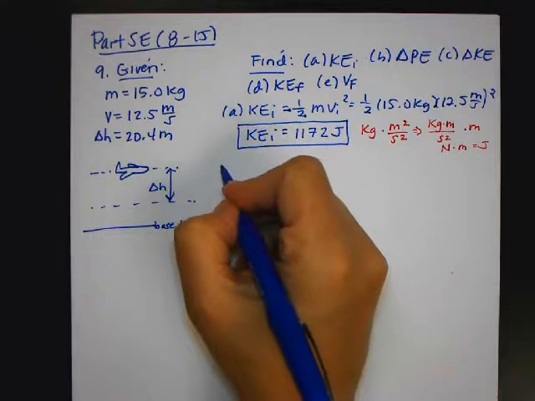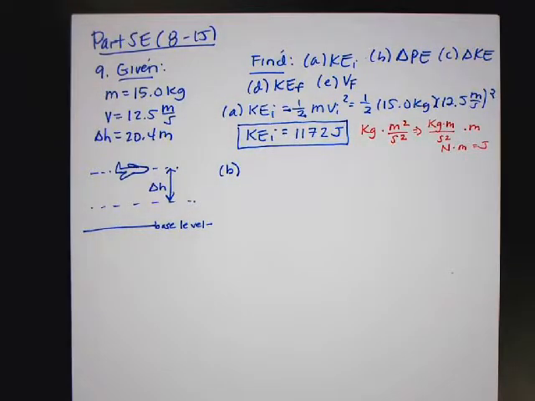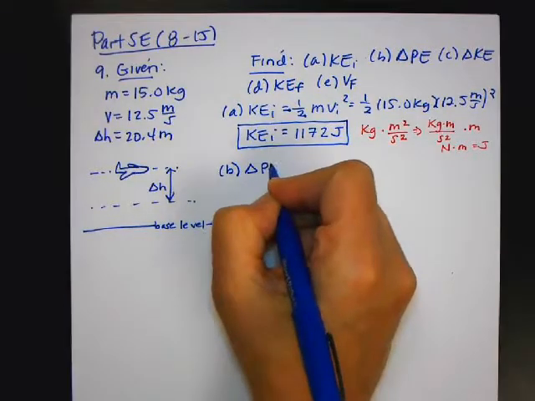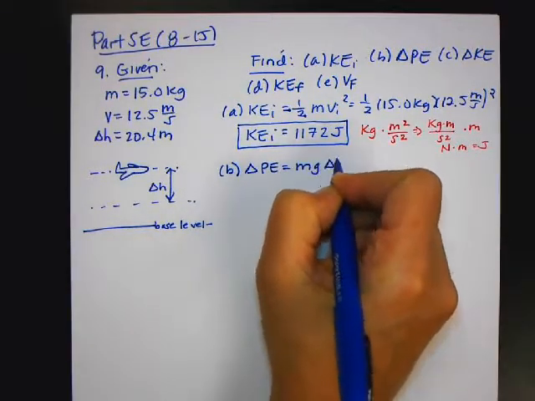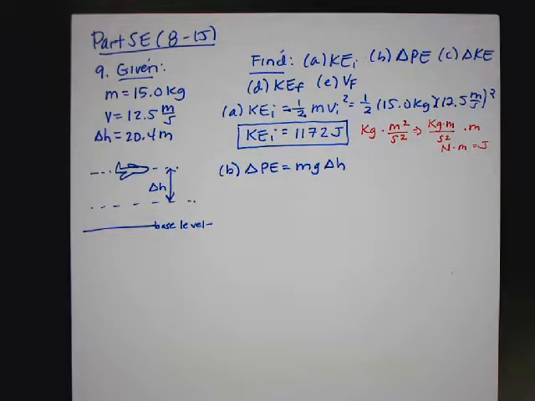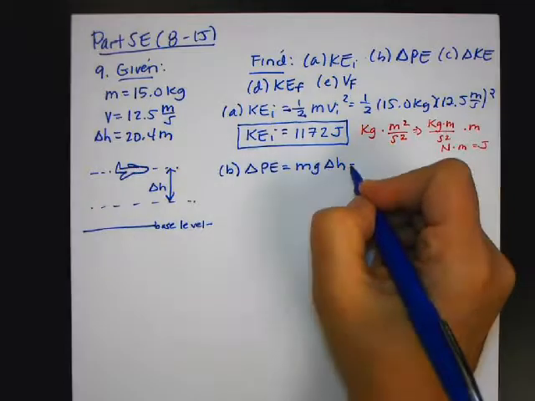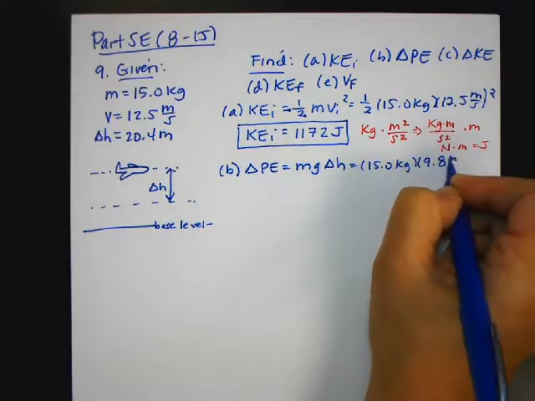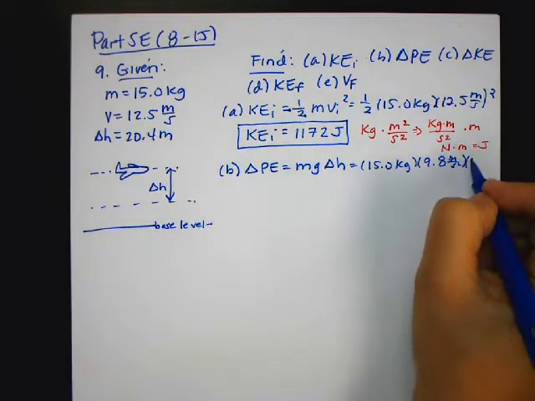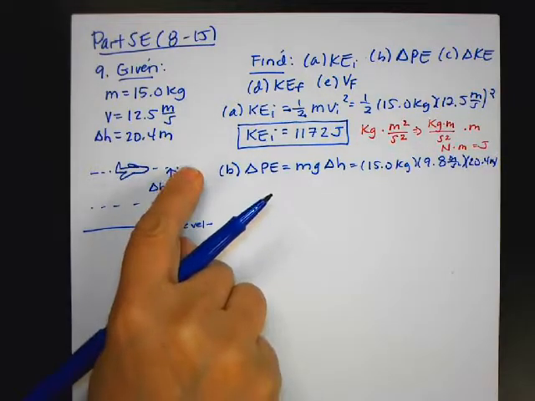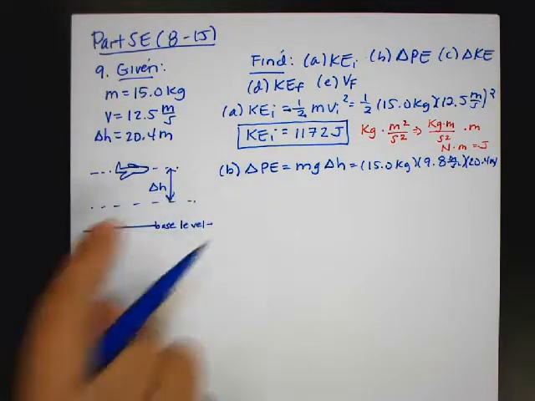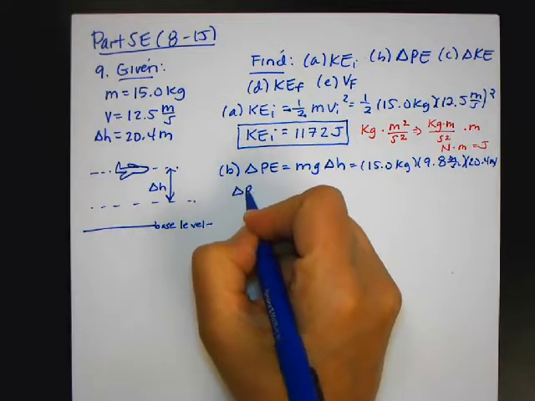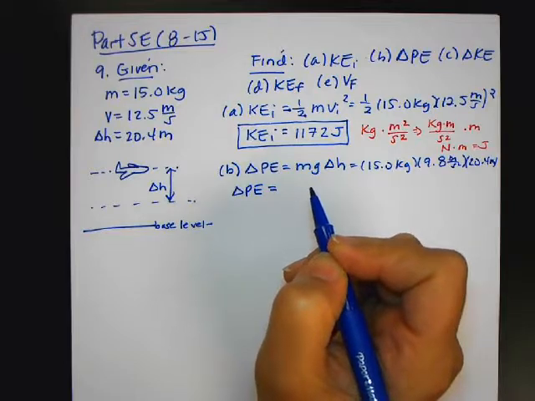Part B says, find the potential energy. Well, we want to find the change in the potential energy. So the change in the potential energy is going to be mg times the change in the height. And that's what they told us was the change in the height. So that's going to be 15 kilograms times 9.8 meters per second squared times that change in height, which was 20.4 meters. Remember, I don't know the initial height and I don't know the final height. I just know the change in the height.